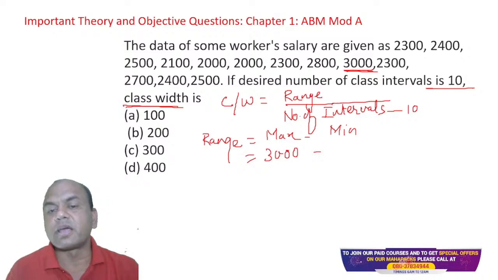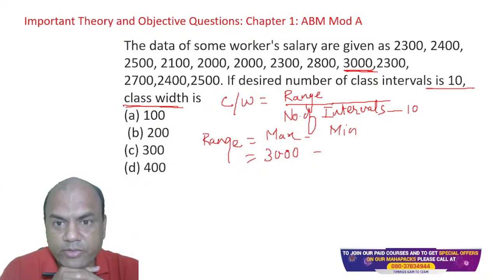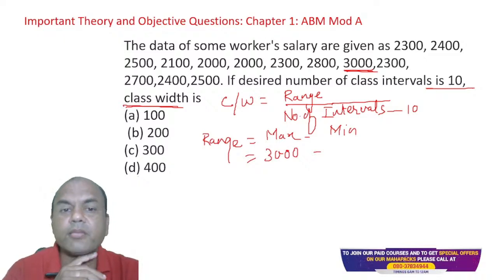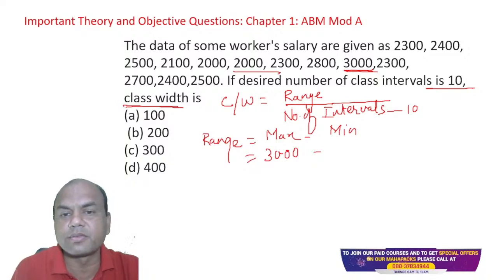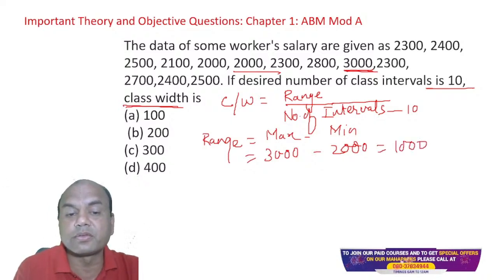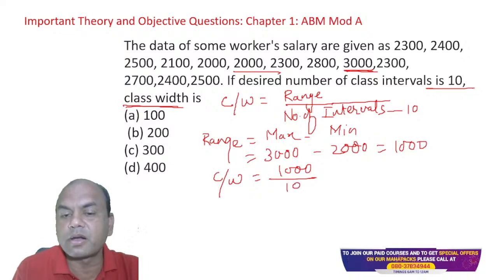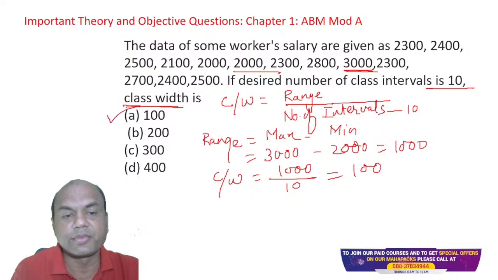What is the minimum number then? Type in the comment section, everyone. Which is the minimum number now? Minimum number is 2000, correct? This is the lowest number. So range is what? 3000 minus 2000, so 1000. So what is my class width now? Class width equals 1000 upon 10, so that is equal to 100. So this is my answer. Class width is 100.